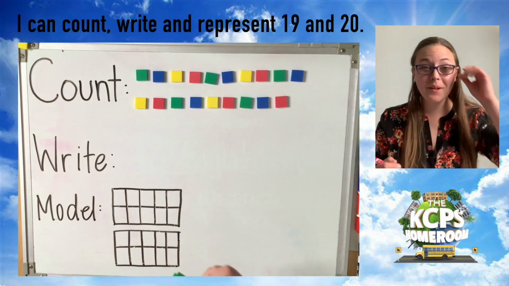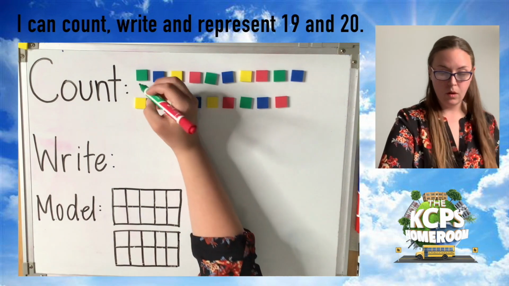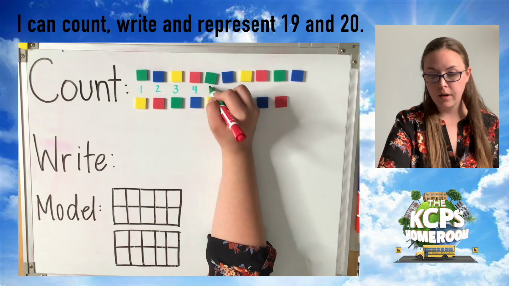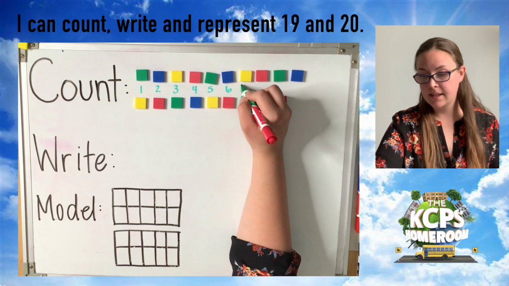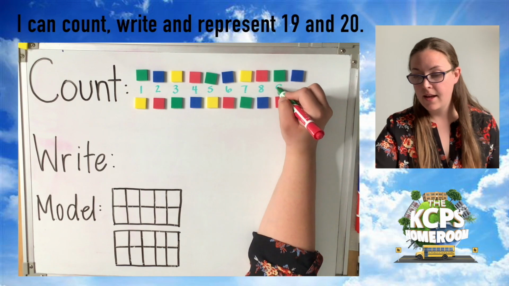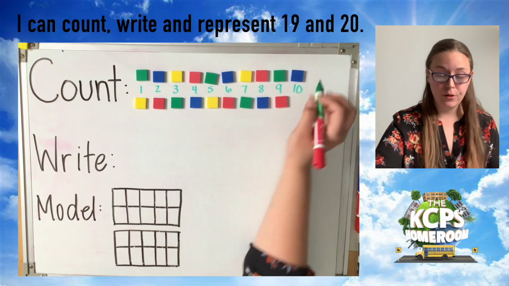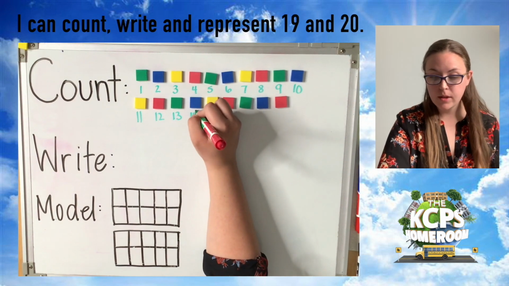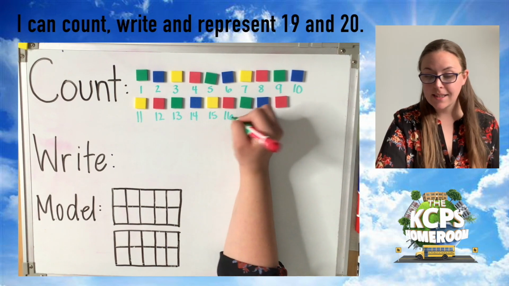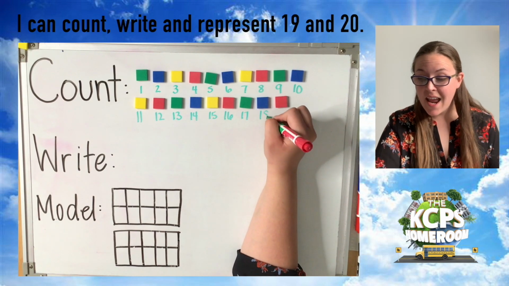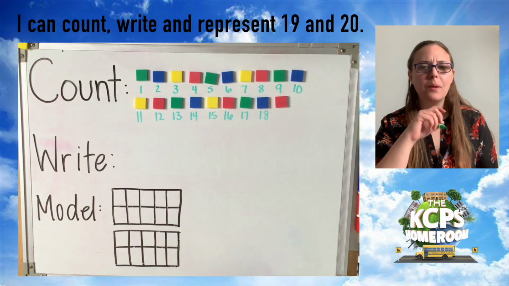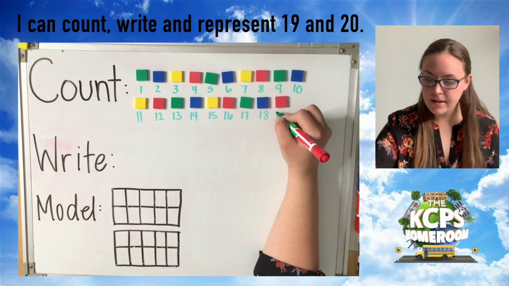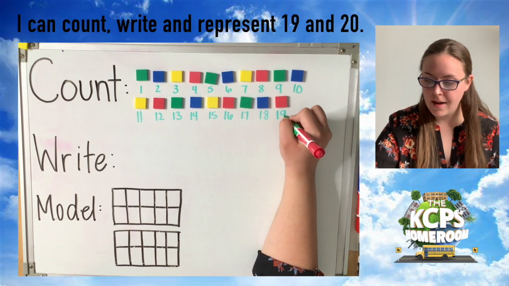Are you ready to practice one more time? Let's count. 1, 2, 3, 4, 5, 6, 7, 8, 9, 10, new row, 11, 12, 13, 14, 15, 16, 17, 18. Who can tell me the pattern? How do you write 19? That's right, friends, you write 19 with a 1 and a 9.